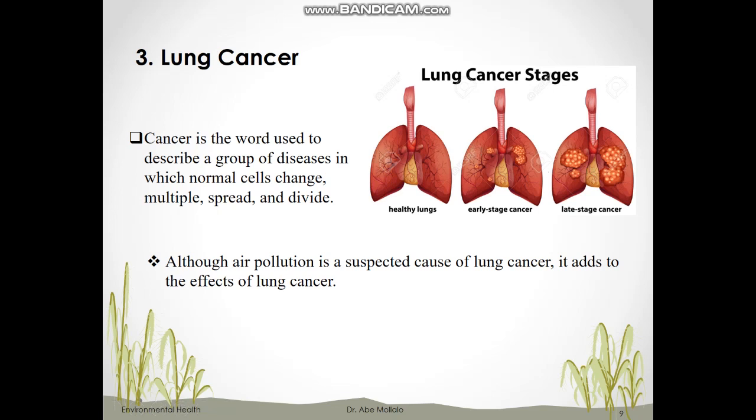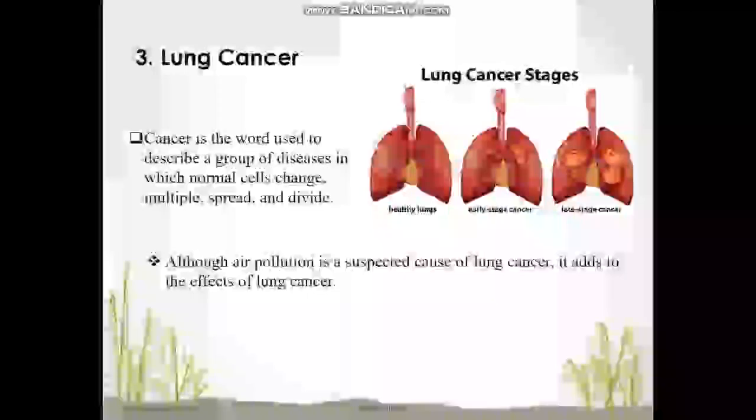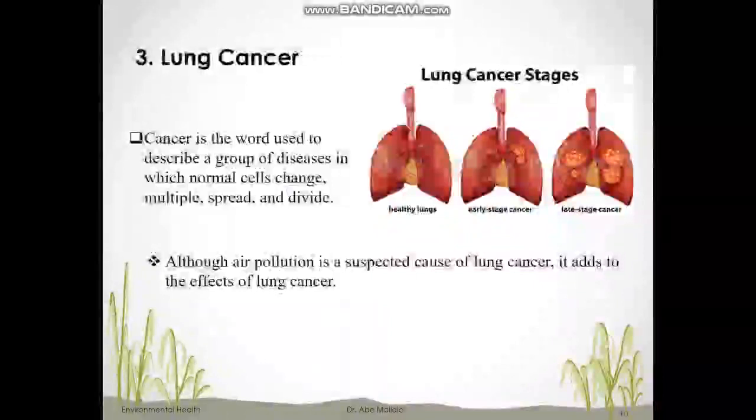In this picture, you can see healthy lungs on the left, the earliest stage of cancer, and then the latest stage of lung cancer. Notice the cells in the lungs that grow out of control here in the earliest stage and in the latest stage. And air pollution is a suspected cause of lung cancer, suggesting that it is associated with lung cancer. It can make the situation worse, but it is not for sure the main reason for lung cancer.